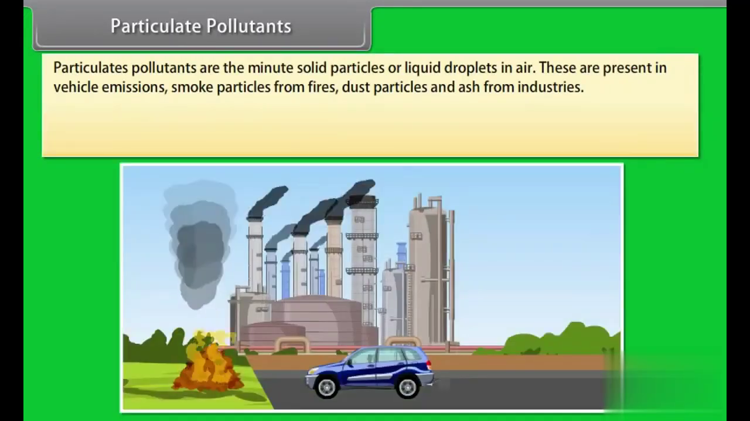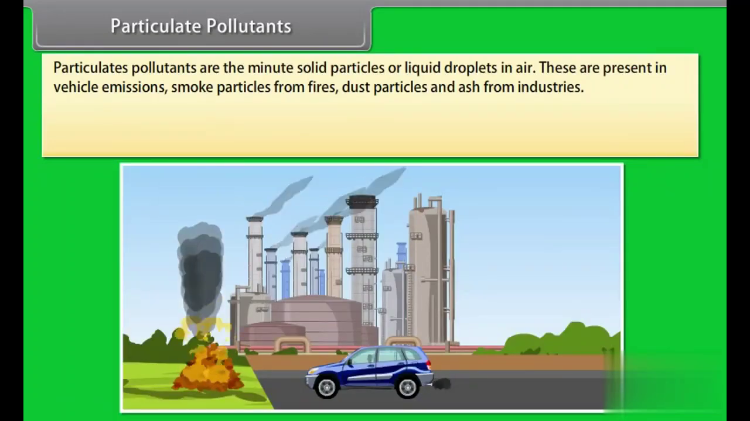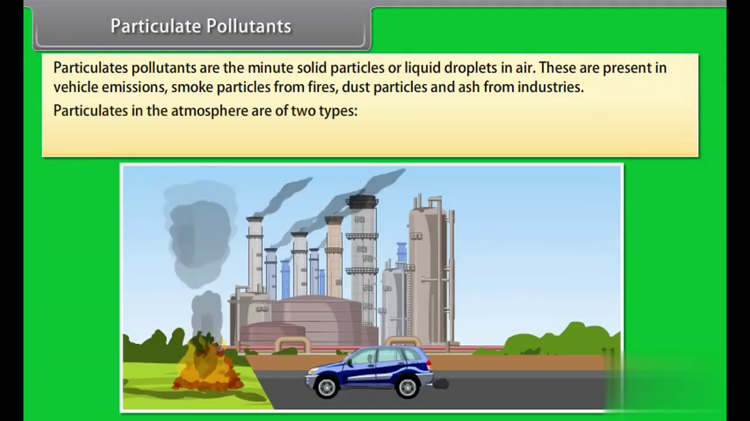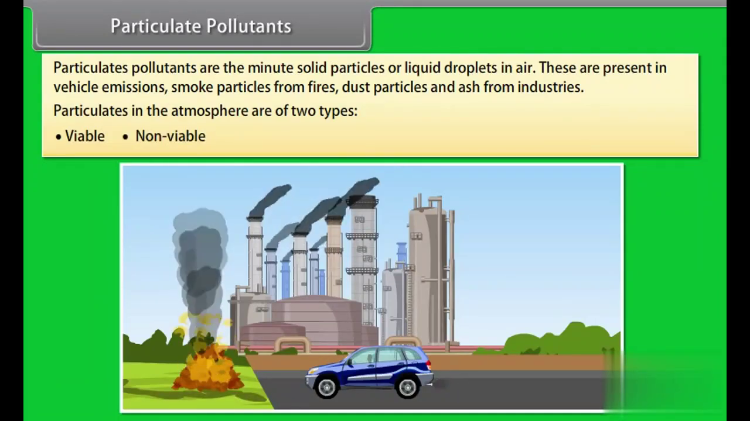Particulate pollutants. Particulate pollutants are the minute solid particles or liquid droplets in air. These are present in vehicle emissions, smoke particles from fires, and dust particles and ash from industries. Particulates in the atmosphere are of two types: viable and non-viable.